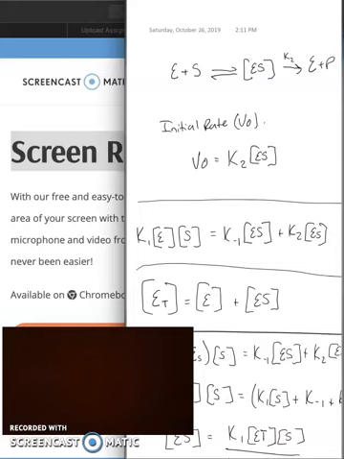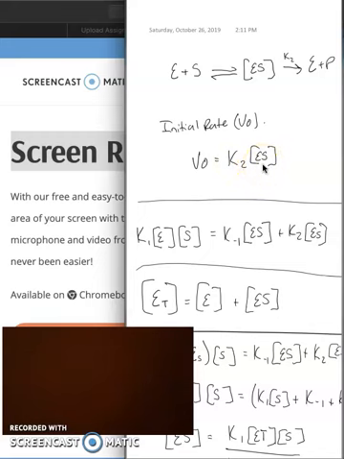Alrighty, so we are going to talk about the Michaelis-Menten equation. So we're going to go ahead and start all the way up here. This is the equation that we were given right here. And then we know that the initial rate of the reaction is V0 equals k2 times [ES].